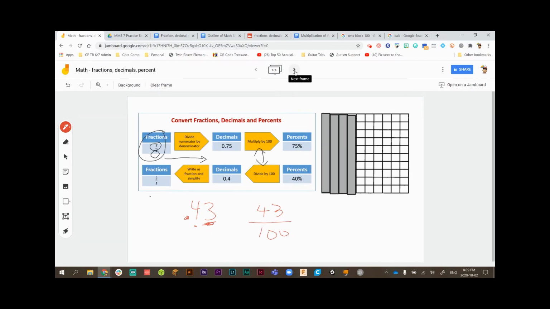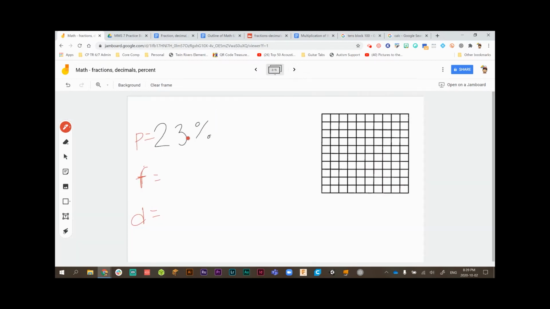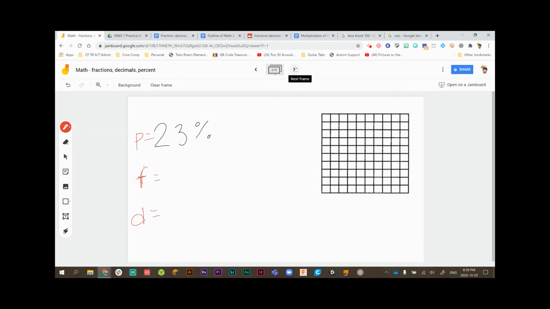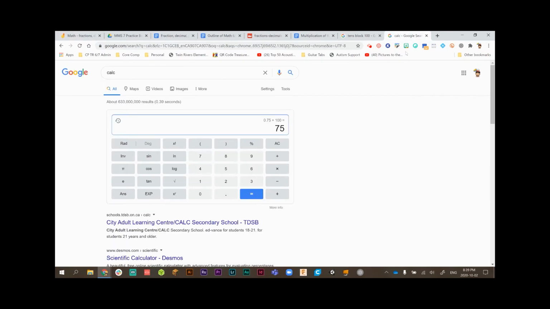So I am giving you a percent. I need to go to a decimal. So what I have to do first is divide by 100. So what I'm going to do is 23 divided by 100. I'll go to my calculator.